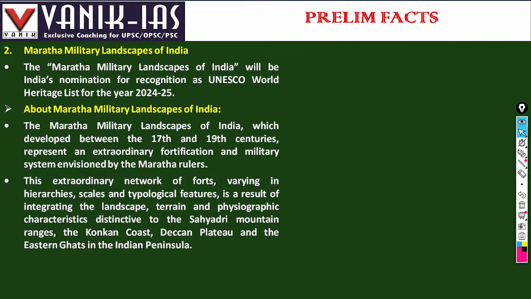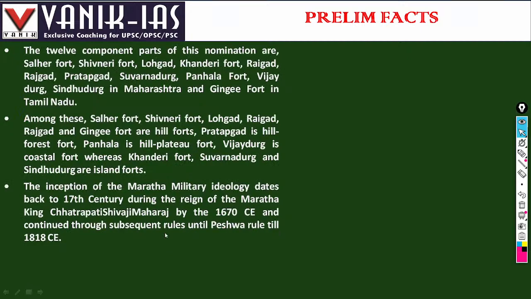This extraordinary network of forts, varying in hierarchies, scales, and typological features, is a result of integrating the landscape, terrain, and physiographic characteristics distinctive to the Sahyadri mountain range, the Konkan coast, the Deccan plateau, and the Eastern Ghats in the Indian peninsula. The 12 component parts of the nomination are Salher Fort, Shivneri Fort, Lohgad, Khanderi Fort, Raigad, Rajgad, Pratapgad, Suvarnadurg, Panhala Fort, Vijaydurg, Sindhudurg in Maharashtra, and the Gingee Fort in Tamil Nadu.